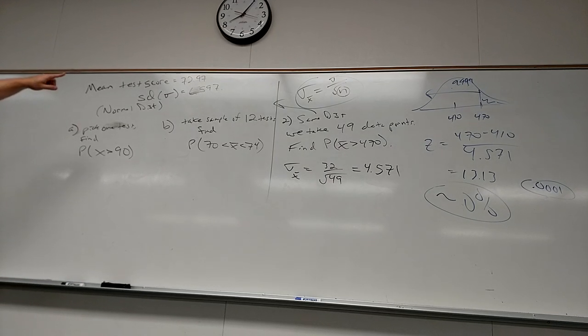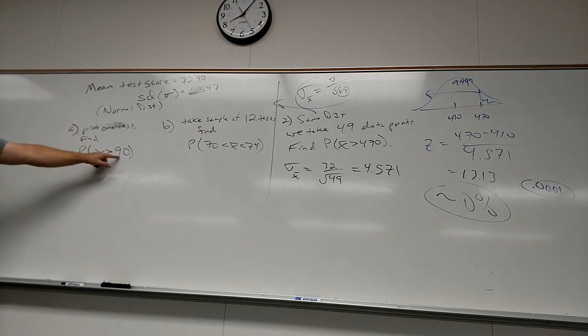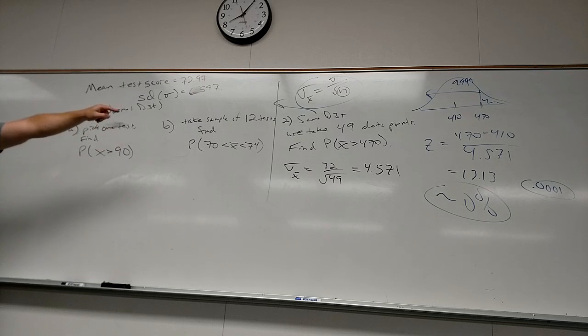So mean score is 72.97. The standard deviation was 6.597. You pick one test, find the probability that that test is higher than a 90. Pick 12 tests, find the probability that the mean of those is between 70 and 74. Go.